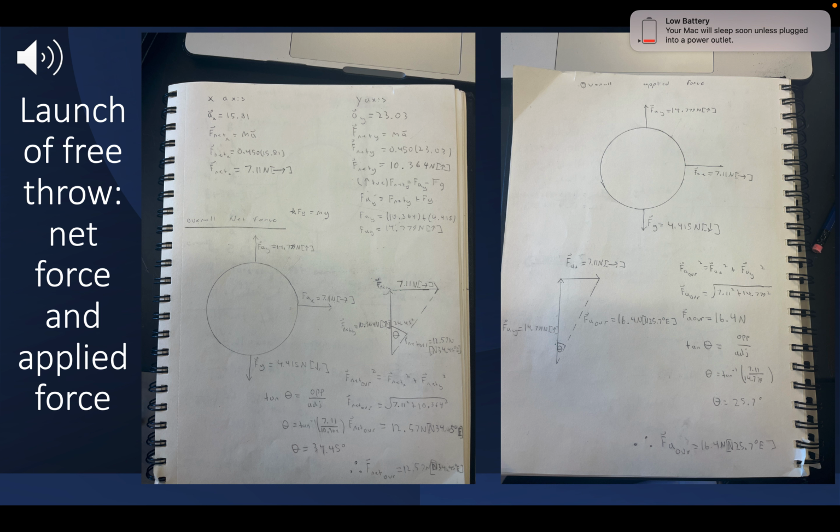Now we have to find the overall applied force. To do this, we will first find the overall applied force, again using the Pythagorean theorem. And after you square root 14.779 to the power of 2 plus 7.11 to the power of 2, we get an overall applied force of 16.4 newtons. Now, again, to find the angle of this applied force, we will once again use the inverse of tan to find the angle. By doing this, we get an angle of 25.7 degrees, and therefore we can say that our overall applied force is equal to 16.4 newtons north, 25.7 degrees east.